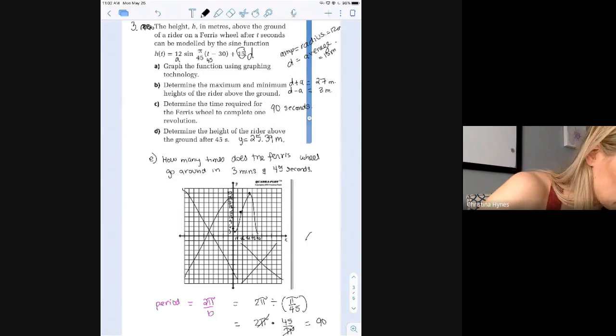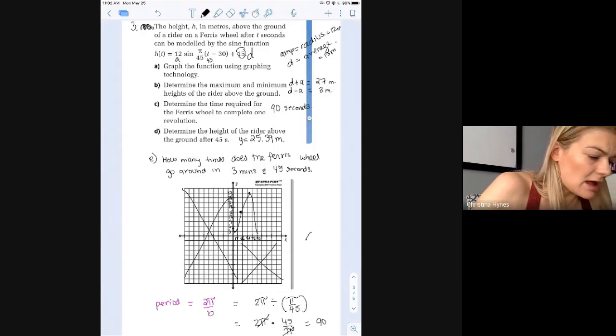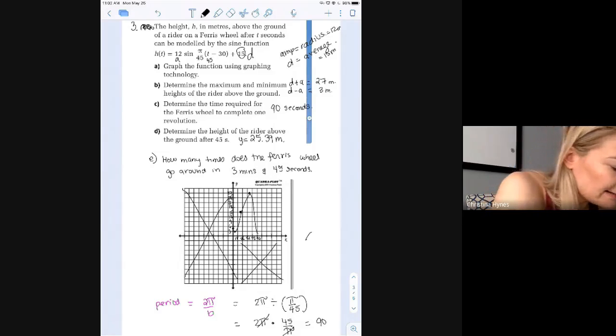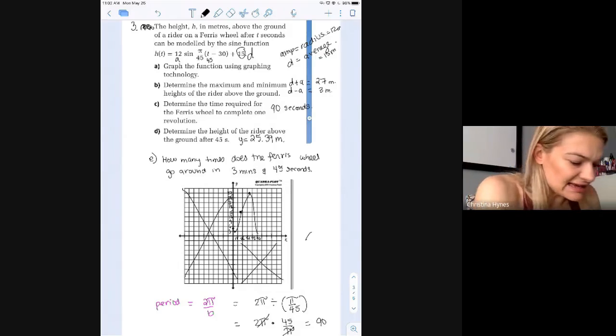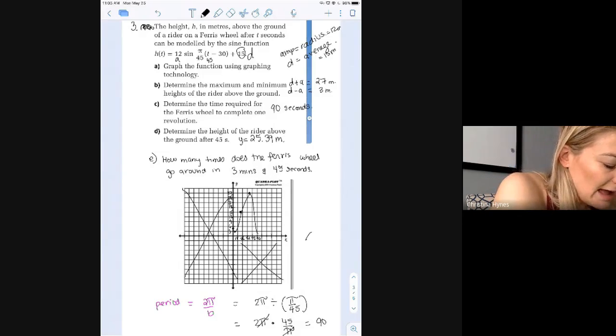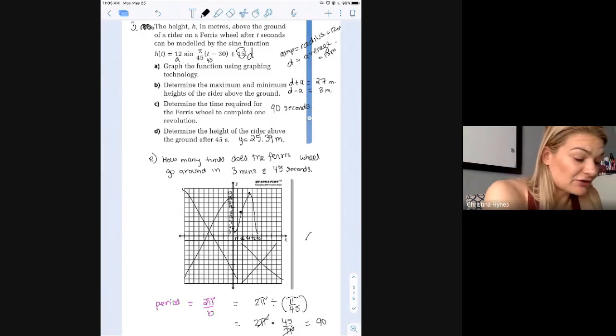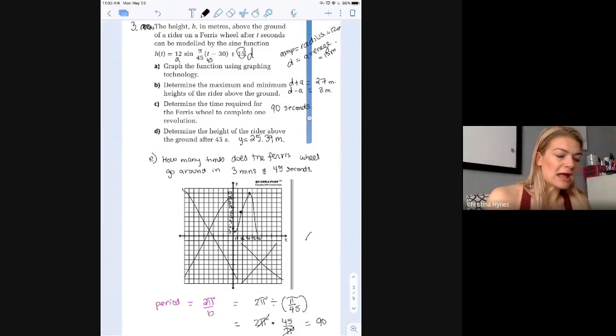Okay, so I'm just checking if I answered all the questions so far. I have the max and the min. I have the time required for the Ferris wheel to complete 1 revolution. And then I made up question E to show you how to do this for your assignment. So for this one, it says, how many times does a Ferris wheel go around in 3 minutes and 45 seconds? So how many revolutions does it make around the circle?